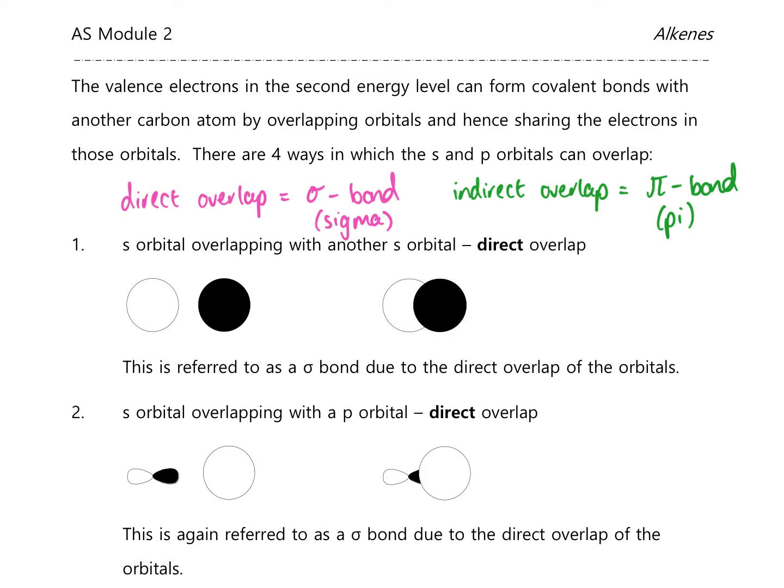Because when orbitals overlap, they can share the electrons that are in the orbitals and hence form a covalent bond. And the type of covalent bond, whether it's a sigma covalent bond or a pi covalent bond, will depend on whether you have direct overlap of the orbitals or indirect overlap. So let's have a look quickly at the 4 combinations. You don't need to worry about this too much, just essentially know what type of bonding is in that carbon-carbon double bond, but this just explains how it arises.